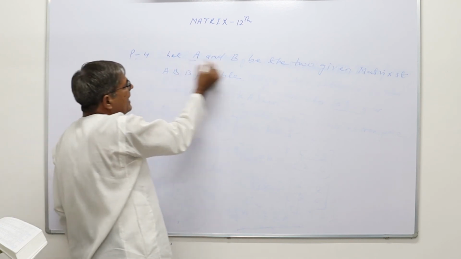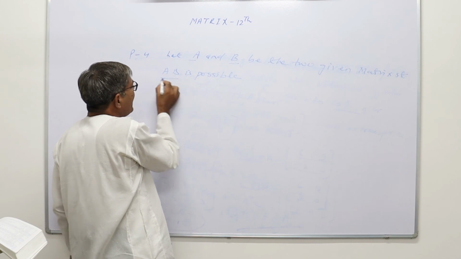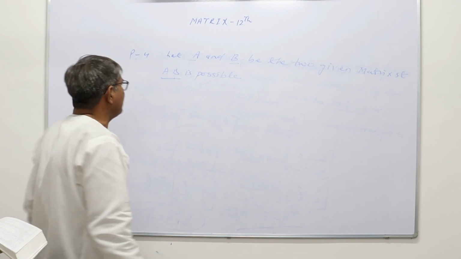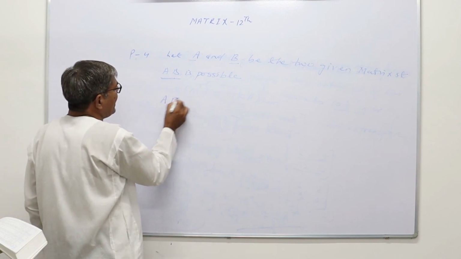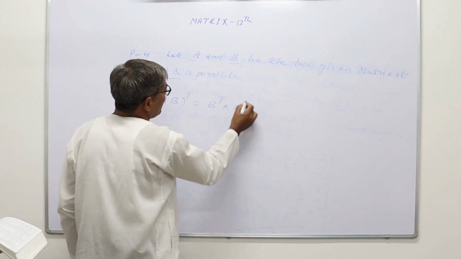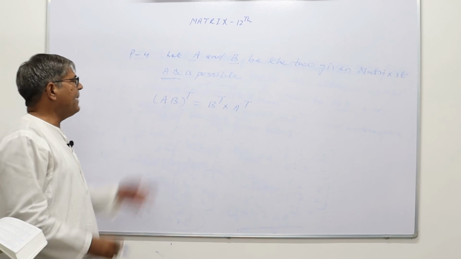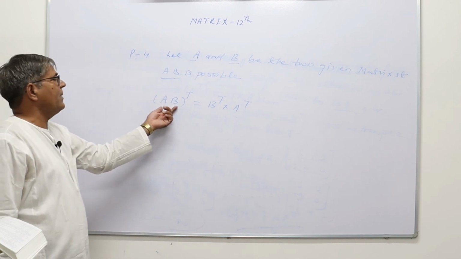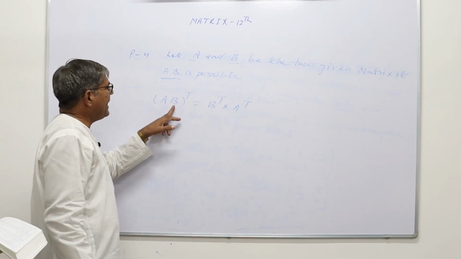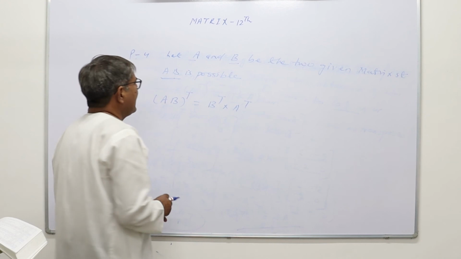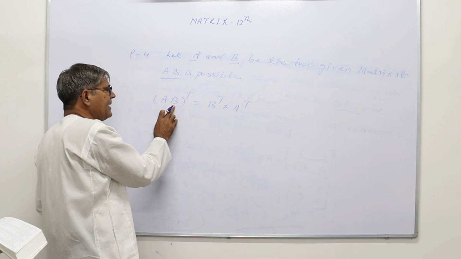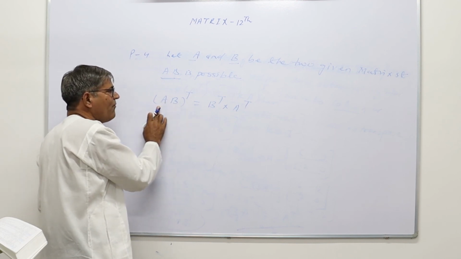One matrix is A, another matrix is B, and if AB is possible, meaning matrix A can be multiplied with the given matrix B, then AB whole transpose will be equal to B transpose into A transpose. That is, first we write the transpose of the second matrix, then multiply with the transpose of the first matrix.